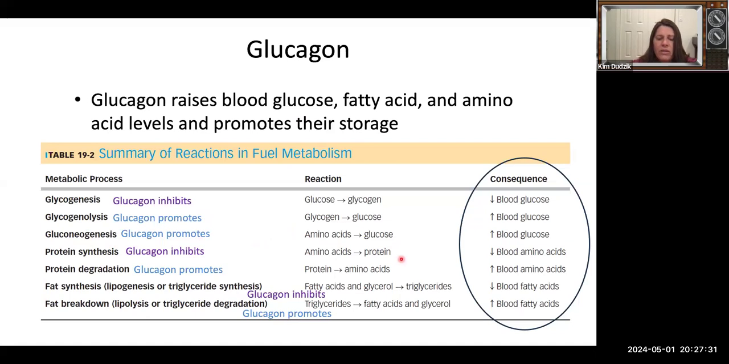But amino acids converting into protein, that means we're taking the amino acids that could be converted to glucose and we're storing those as protein. So we want to inhibit this lowering of amino acids. So glucagon inhibits this process. Okay, but breaking down or using catabolism to break down protein into amino acids, that would raise blood amino acids levels. So then glucagon would promote protein degradation. Okay, so on and so forth. So I'll let you go through that and try to understand that.